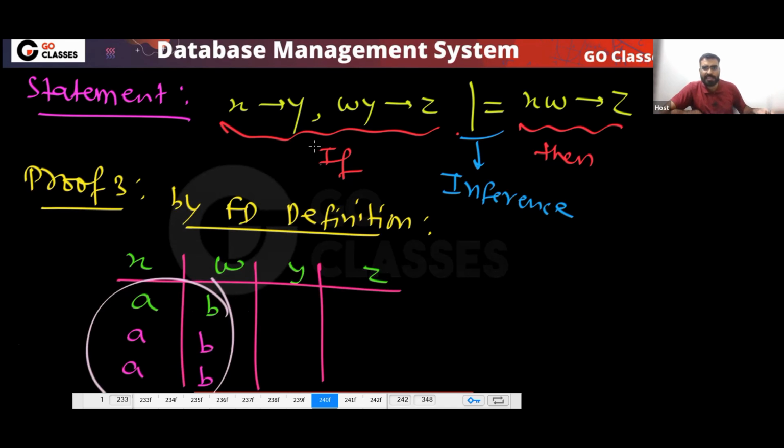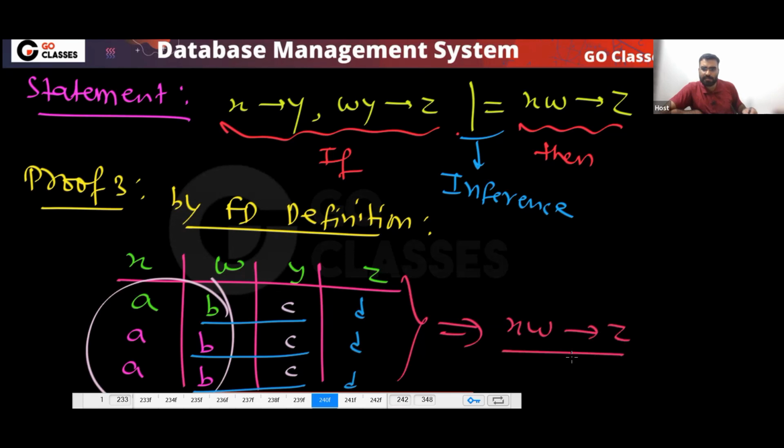Now you can notice X is determining Y. Agree? Because X is determining Y, it will repeat. And because WY determines Z, this also will repeat. So from this I can say that XW will determine Z.